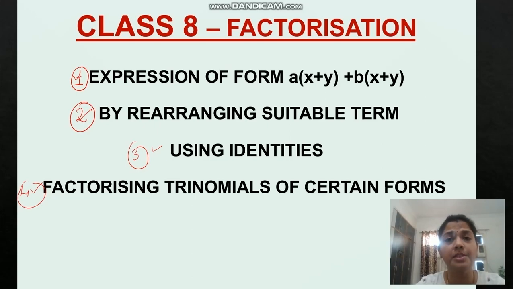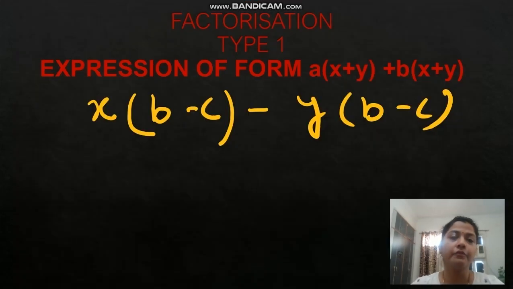Factorization can be done in 4 different ways. As you can see on my screen, the first one is the expression of the form a(x + y) + b(x + y). The second one is by rearranging suitable terms. The third one is using identities, and the fourth one is factorizing trinomials of certain forms. Now first one, type 1, the expression of the form a(x + y) + b(x + y).